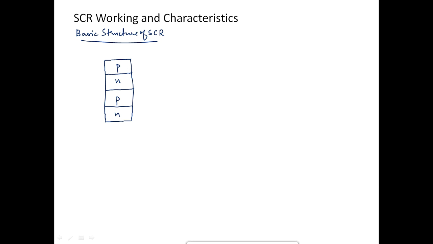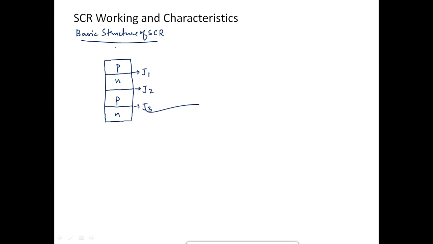What about the junctions? Since there are 4 layers, obviously there will be three junctions. So let me call this junction 1, let this be junction 2, and let this be junction 3.